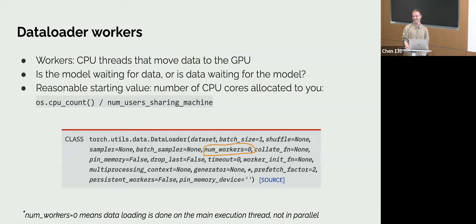If you're running the model on CPU, it's going to be a lot slower on that actual model step, so two or four workers is almost always going to keep up with you.